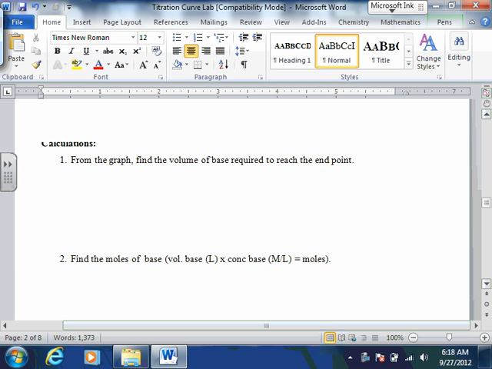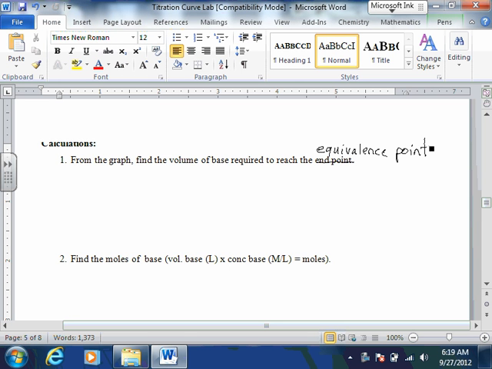So then once you've gotten that, it says from the graph, find the volume of the base required to reach the end point, okay? Now it says end point here. That's bad terminology, okay? We want to figure out the equivalence point from the graph. So you might just change that on your lab. But basically you're going to do what I just told you. You're going to find that point on the graph that's right in the middle of that jump, okay? And that's going to be approximately your equivalence point. So this is not going to be perfect, but hopefully it'll be close.